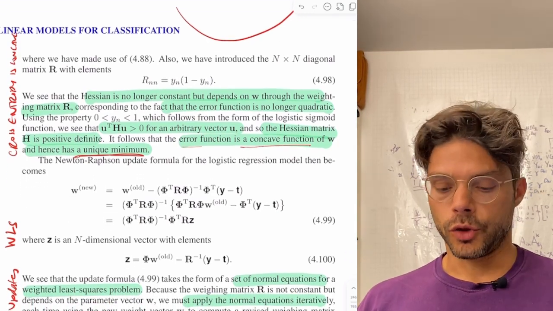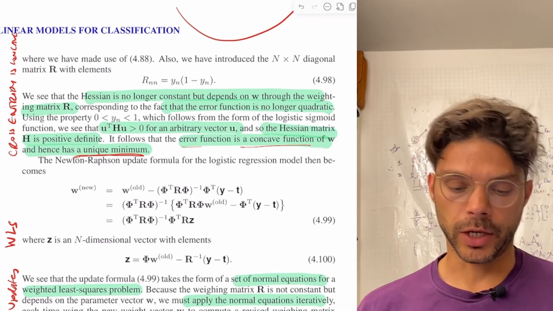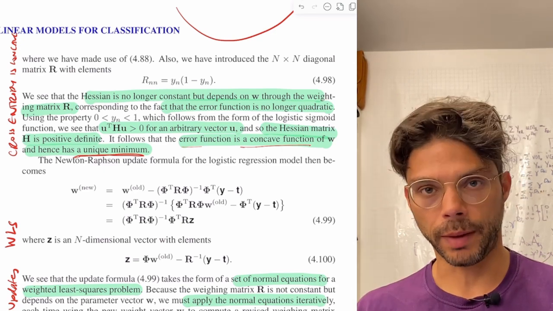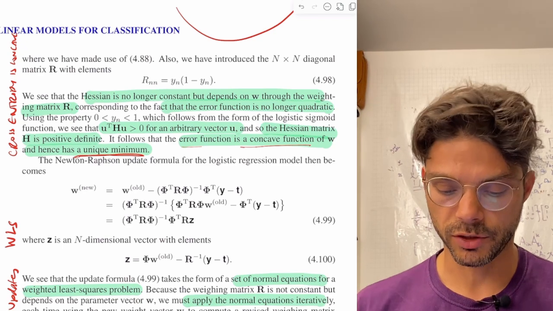You can find a solution. You don't have to worry about multiple minima. There will be a minimum. There won't be local maxima, local minima, etc. It's a nice situation to be in.